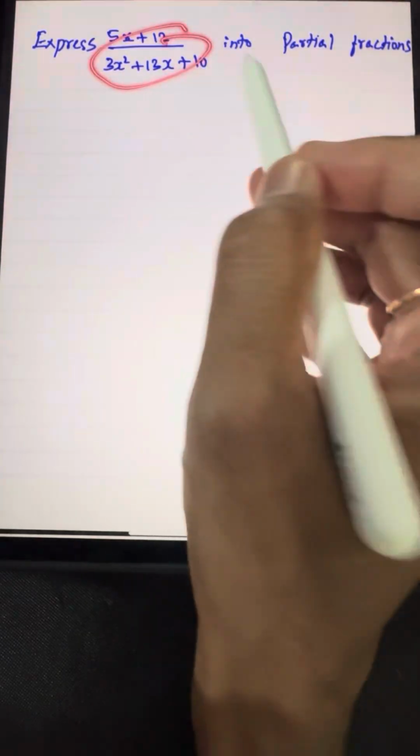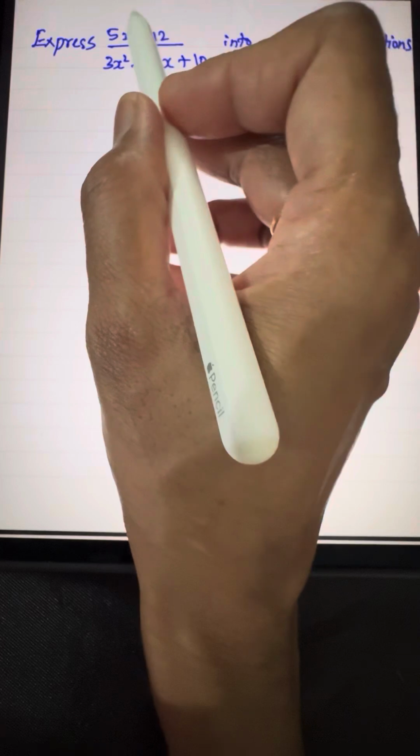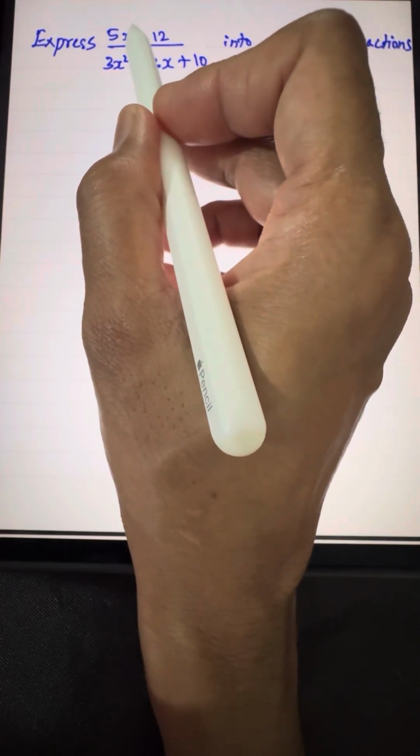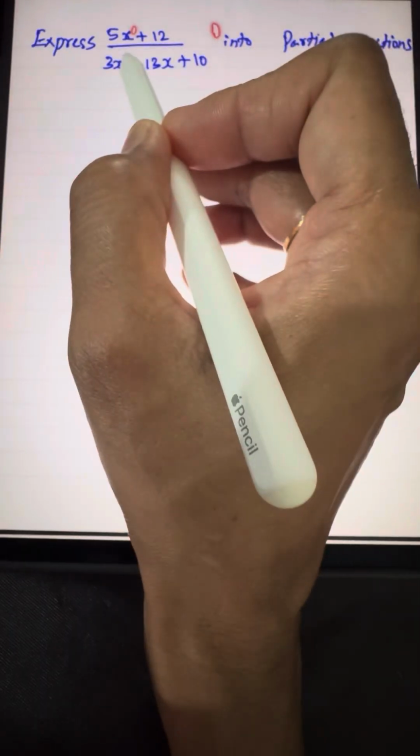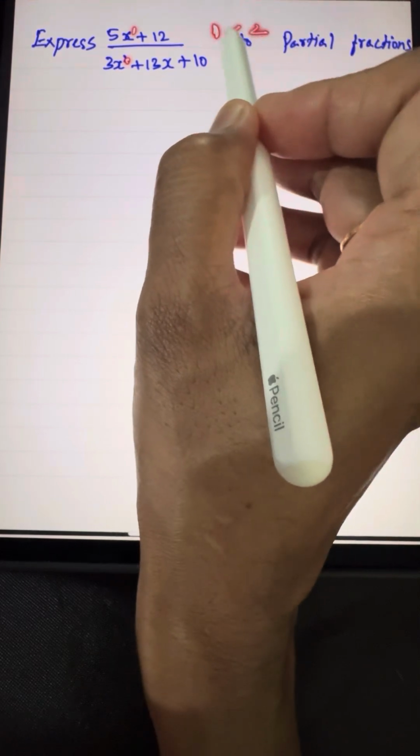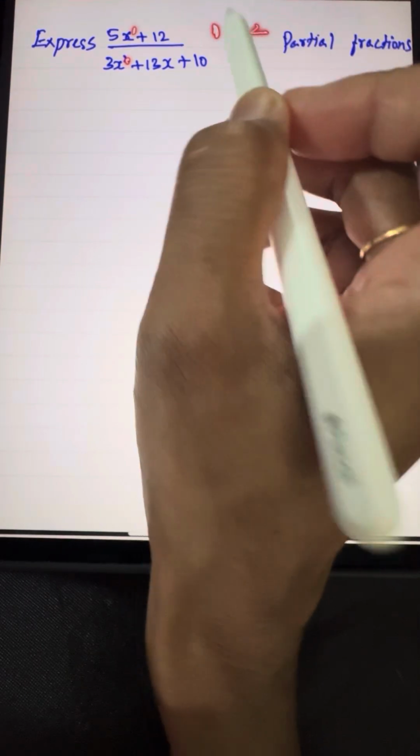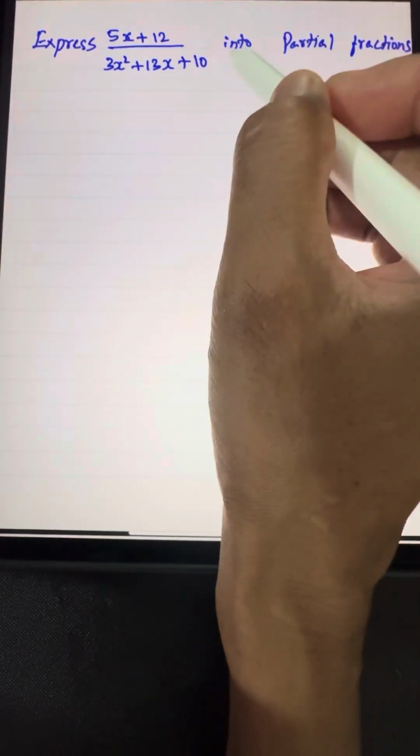Express the given fraction into partial fractions. The first step is to check the degree of x. The degree of x in the numerator is 1. The highest degree in the denominator is 2. So the numerator degree is less than the denominator degree, so we can proceed because this is a proper fraction.